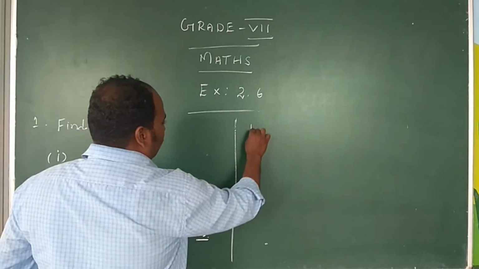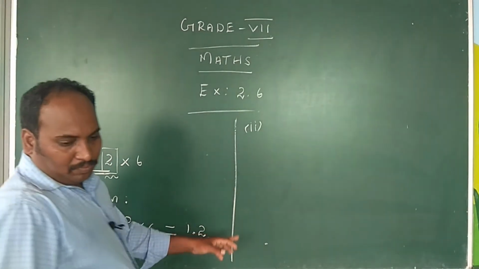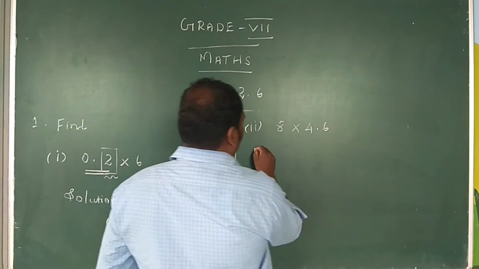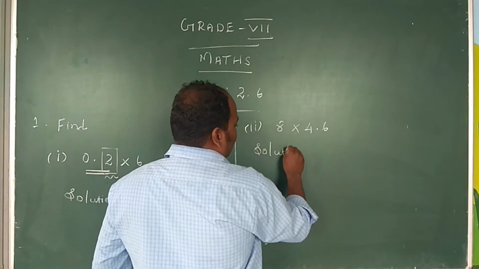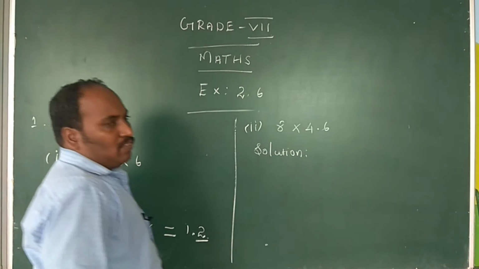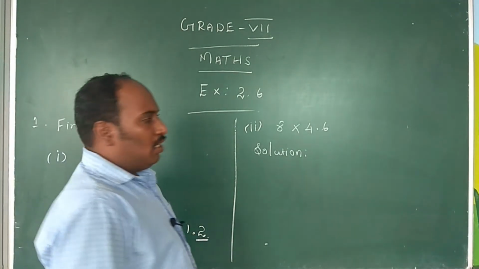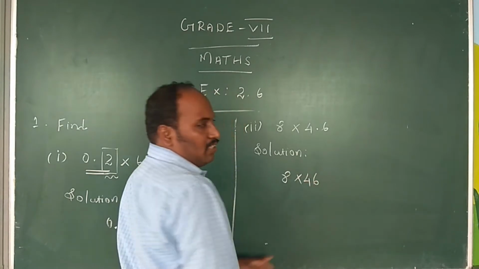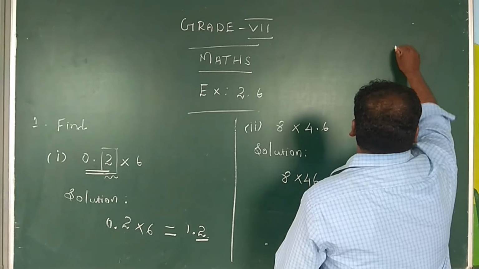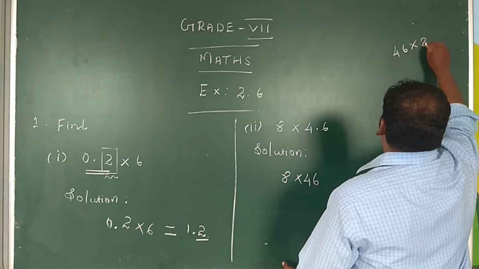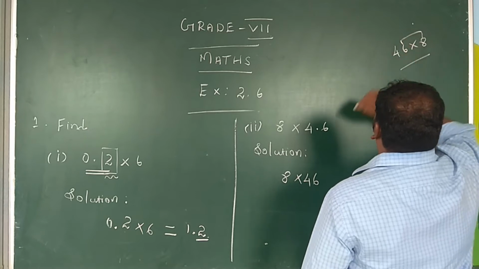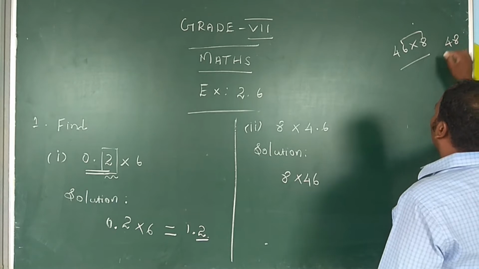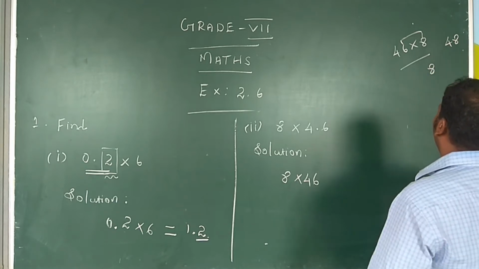The next one, second part, 8 into 4.6. First we multiply without decimal places, 8 into 46. So 46 into 8. 6 eights are 48. Write the number 8, then carry over 4.